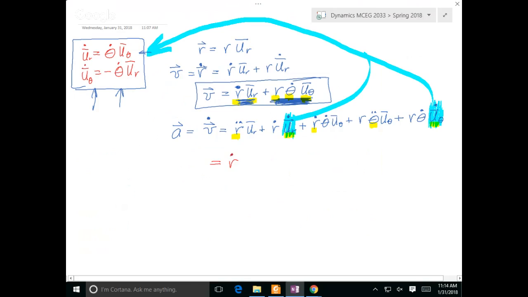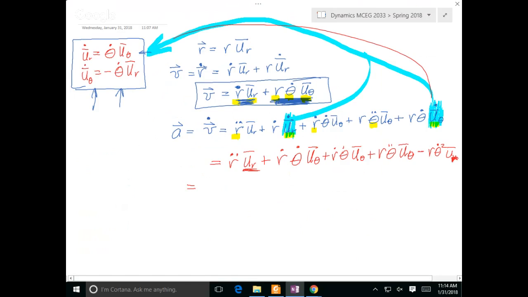R double dot UR plus R dot, and I'll just reach over and grab that. It would be theta dot U theta, if I copied that correctly, plus R dot theta dot U theta plus R theta double dot U theta, and I'm running out of room. But if you grab this one, you should get minus R theta dot. But from over here, I should get two of them, and then UR.